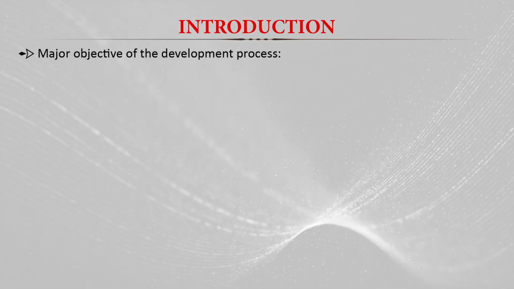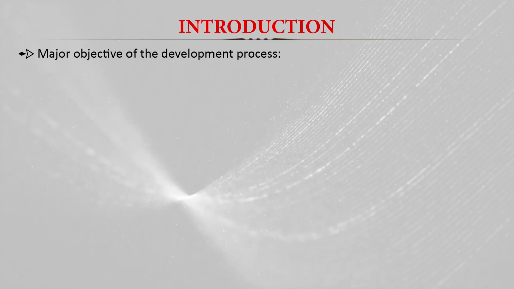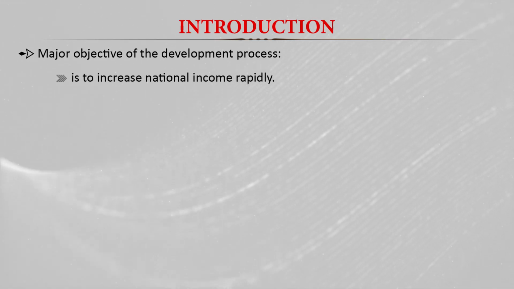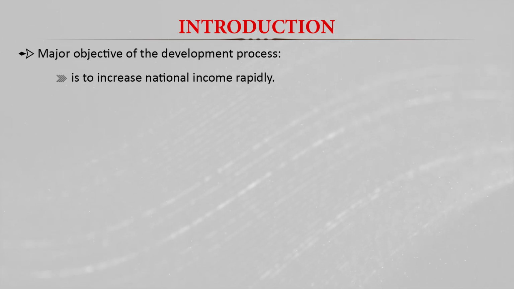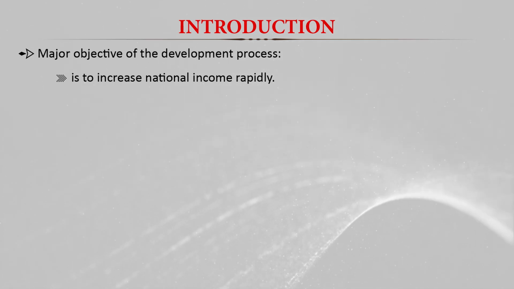So basically, in this session, we will be discussing the issues and concepts of measuring these aggregate measures, like gross domestic product, gross domestic consumption, gross domestic saving, or industrial production or agricultural production, and how to estimate these aggregated measures of the national income. That is our task in this session. The major objective of the development process or the development program is to increase the national income rapidly. Actually, we want to increase the growth of the national income.